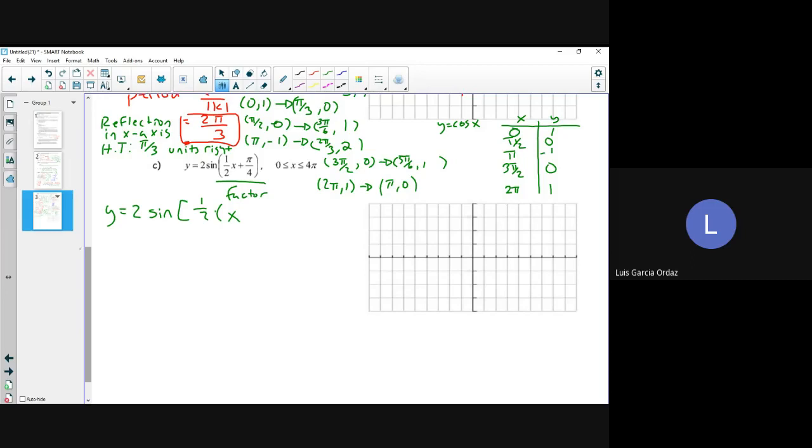X, and what would be left over? X plus 1 over 2, or plus pi over 2. And then there's no vertical reflection up or vertical translation up or down. So what would our equation of the axis be, or c value? 0. So we have our equation of the axis on 0. What is our amplitude? 2.